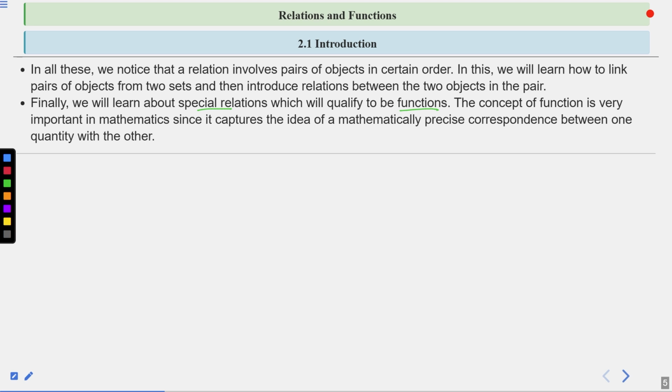So, this function is very important. Please pay full attention to this topic, relations and functions, mainly functions. The concept of function is very important in mathematics since it captures the idea of a mathematically precise correspondence from one quantity to another. Clear?